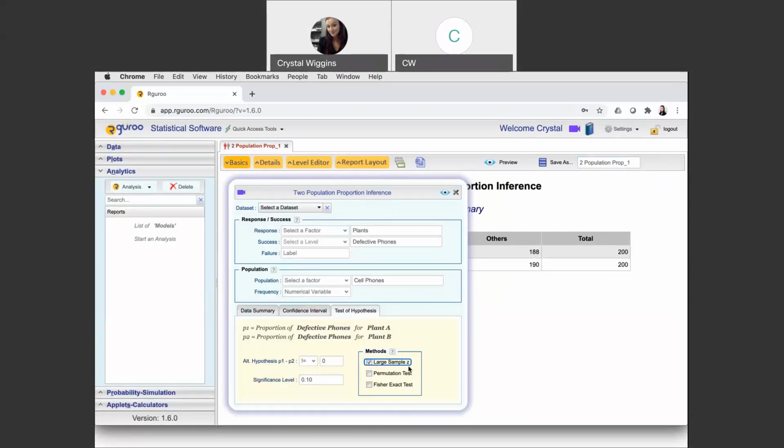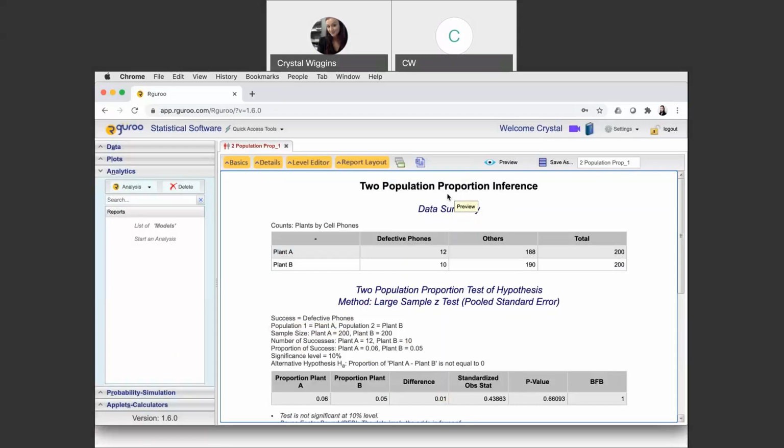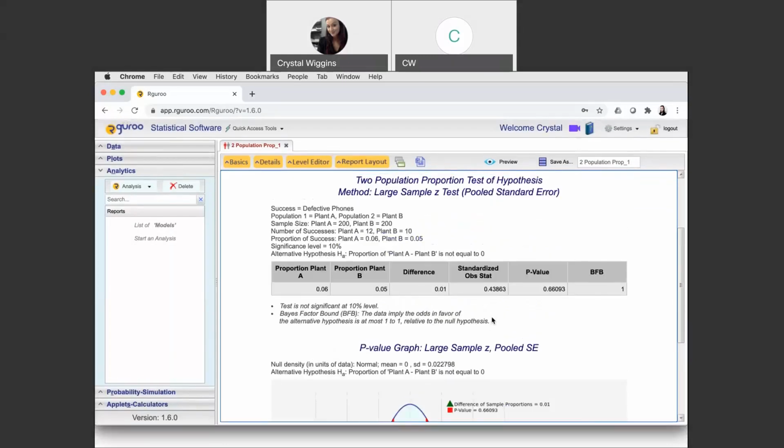So we need to tell it that we do have a large enough sample and we can use a Z distribution. Much better. So here we go. We have the p-value at 0.66. That's a very large p-value, so we will be failing to reject the null hypothesis, indicating that the proportion of defective phones amongst the two plants is not significantly different.